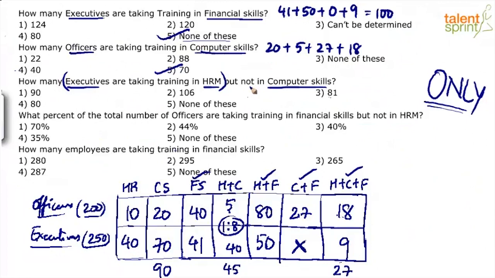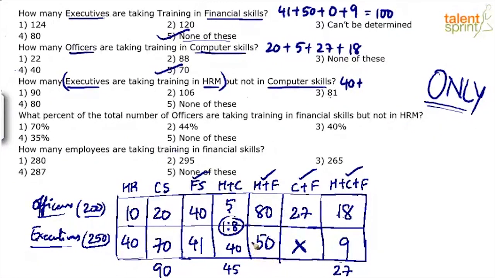But then he says they should not be involved in computer skills. So we should remove those regions which have got computer skills. So HRM but not computer skills. HRM is this. Look at this. 40 is HRM and not computer skills, so 40 can be added. Plus, can this 40 be taken? No, it cannot be taken because this involves computer skills. We don't want computer skills.